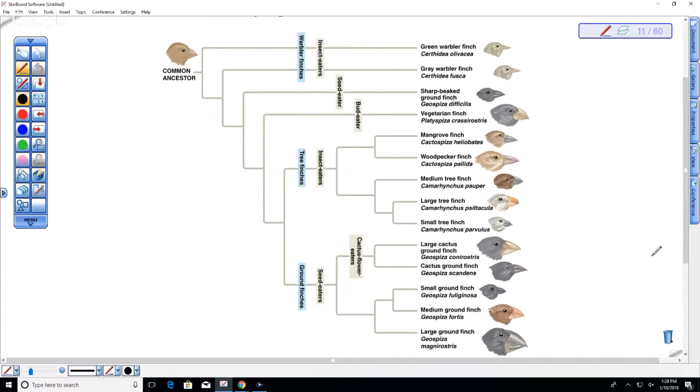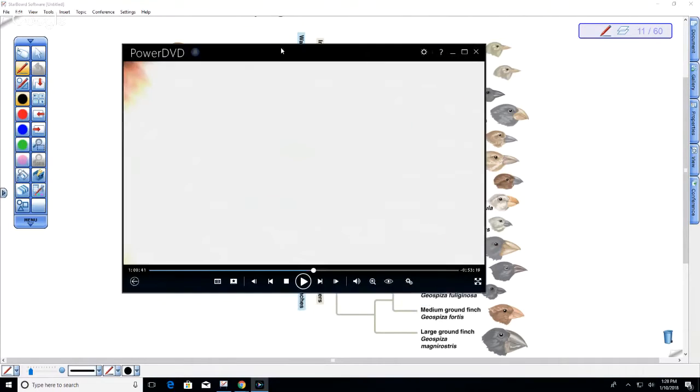So we're going to watch a short little video that talks about some research into the developmental genetics of these finches and how a change in a single gene might be able to explain the change in the beak.